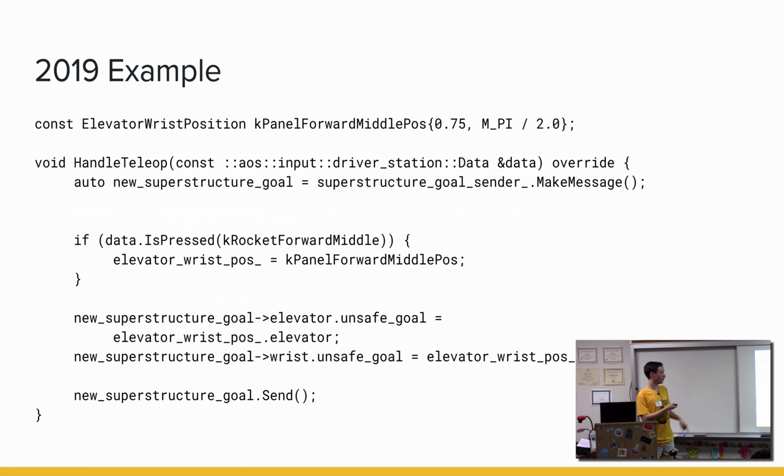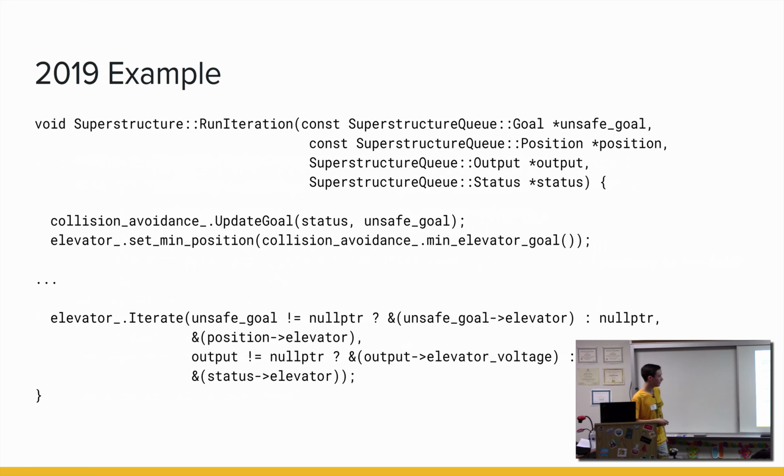So we can see, for example, if the K-rocket forward middle button is pressed, then we just have to update that goal, or we update a temporary variable with this elevator wrist position value. And then finally at the bottom, we actually update the message with that value. And then finally we send that. And now the superstructure can go back and read that value to determine what to do. So here's the superstructure code.